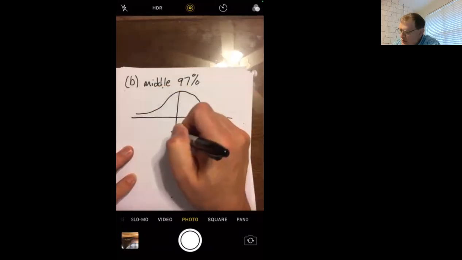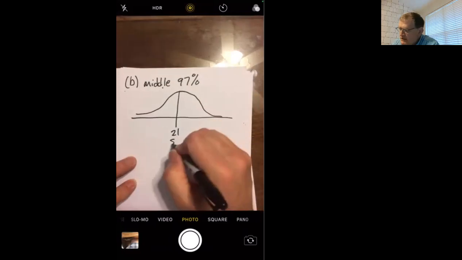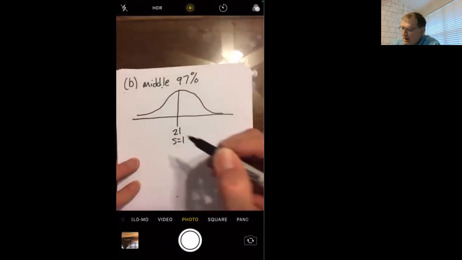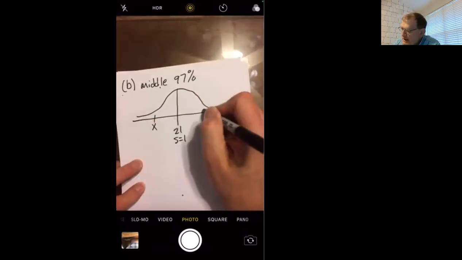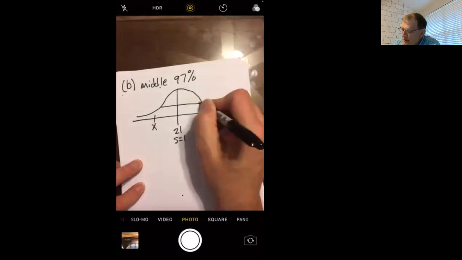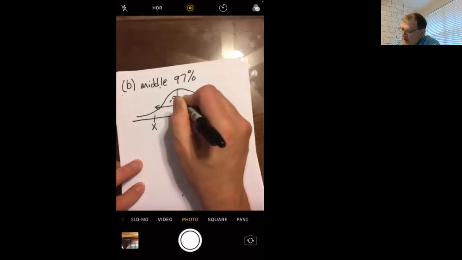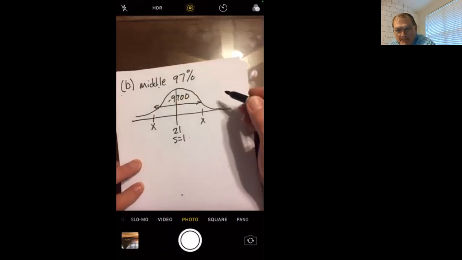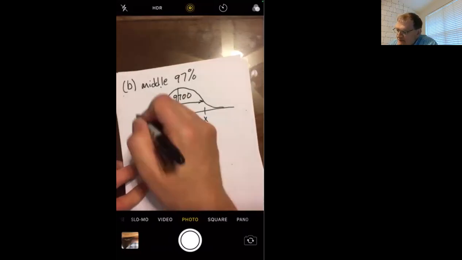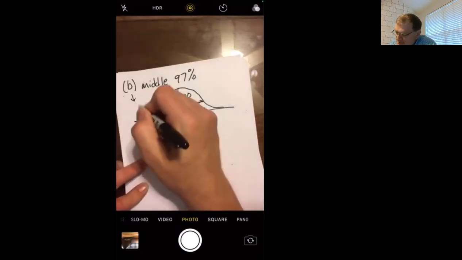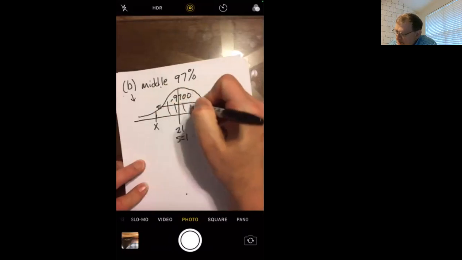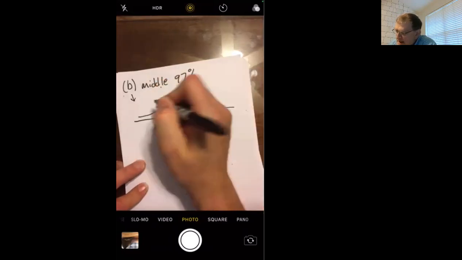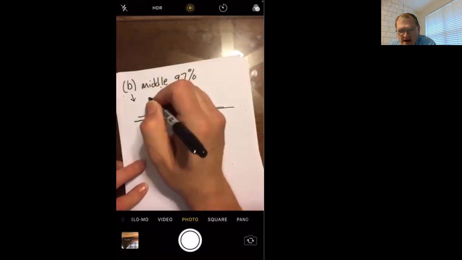So there, again, 21 in the middle, standard deviation is 1. There's an X over here and an X over here that would have 0.97 in the middle. So I've got to find this percentage. Shade it. Can you tell it's 0.015, I think?